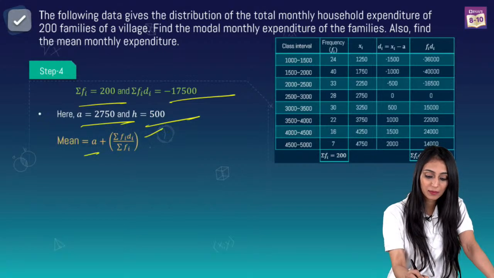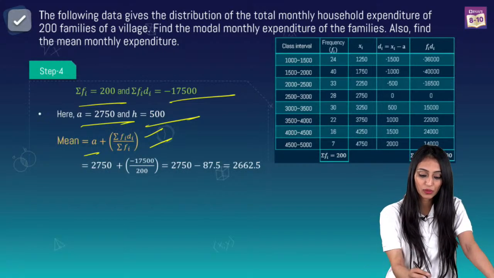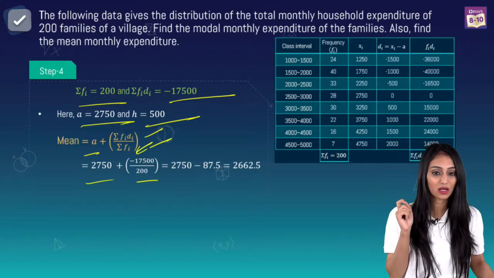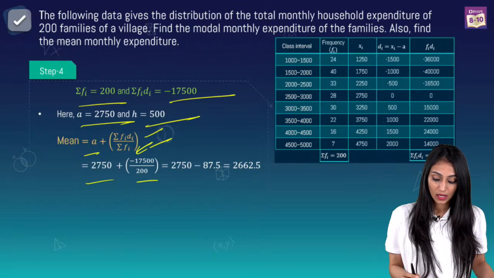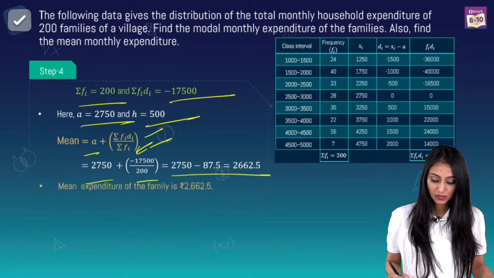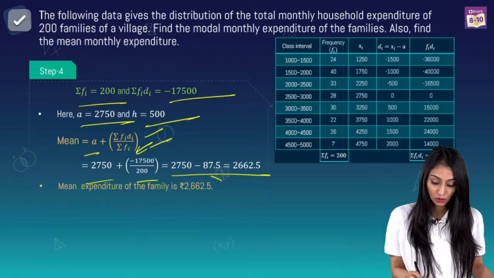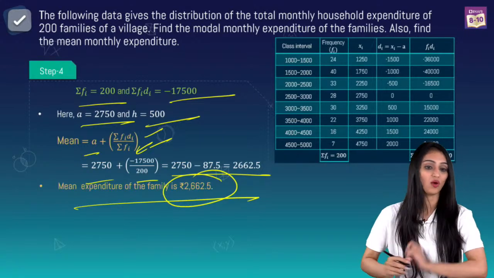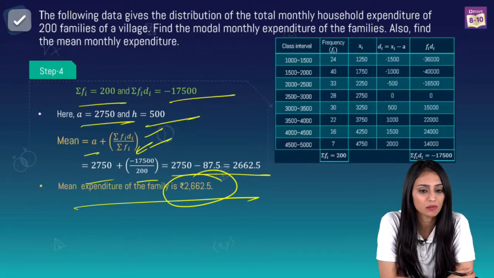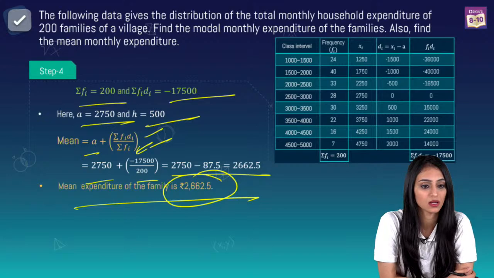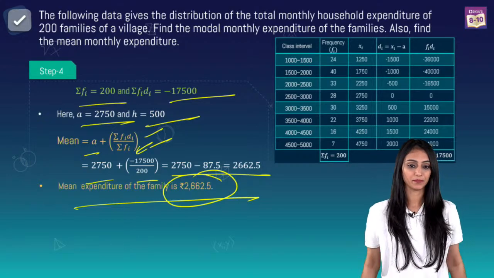So mean is a plus summation fi di by summation fi. I'll put everything over here. See, we have used the sign as well, right? Do not forget to write the sign. So I'll put it here. You get 2,662.5 rupees. Unit, along with unit you will write. Ma'am, for smaller numbers, direct method is easier, right? Absolutely. This is also one of the reasons, right?